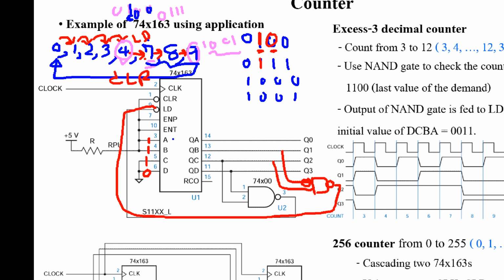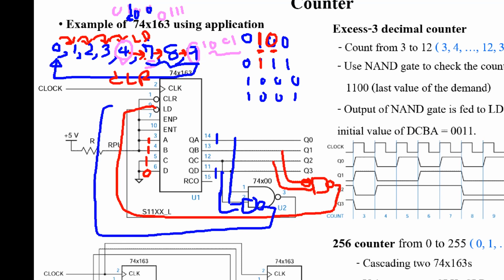And check 9. 9 is just check 1 here, and 1 here. And use clear. Okay.